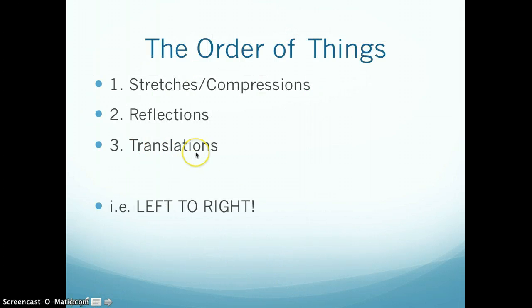Okay, so this is the order that we always do things in. You have to do your stretches and compressions before you do your translations. Truth be told, you can do your reflections first if you find that easier. But at the end of the day, as long as you're doing stretches and compressions before your translations, that's most important. And really, if you're moving left to right, just do the transformations in the order that you see them, and that will always work.